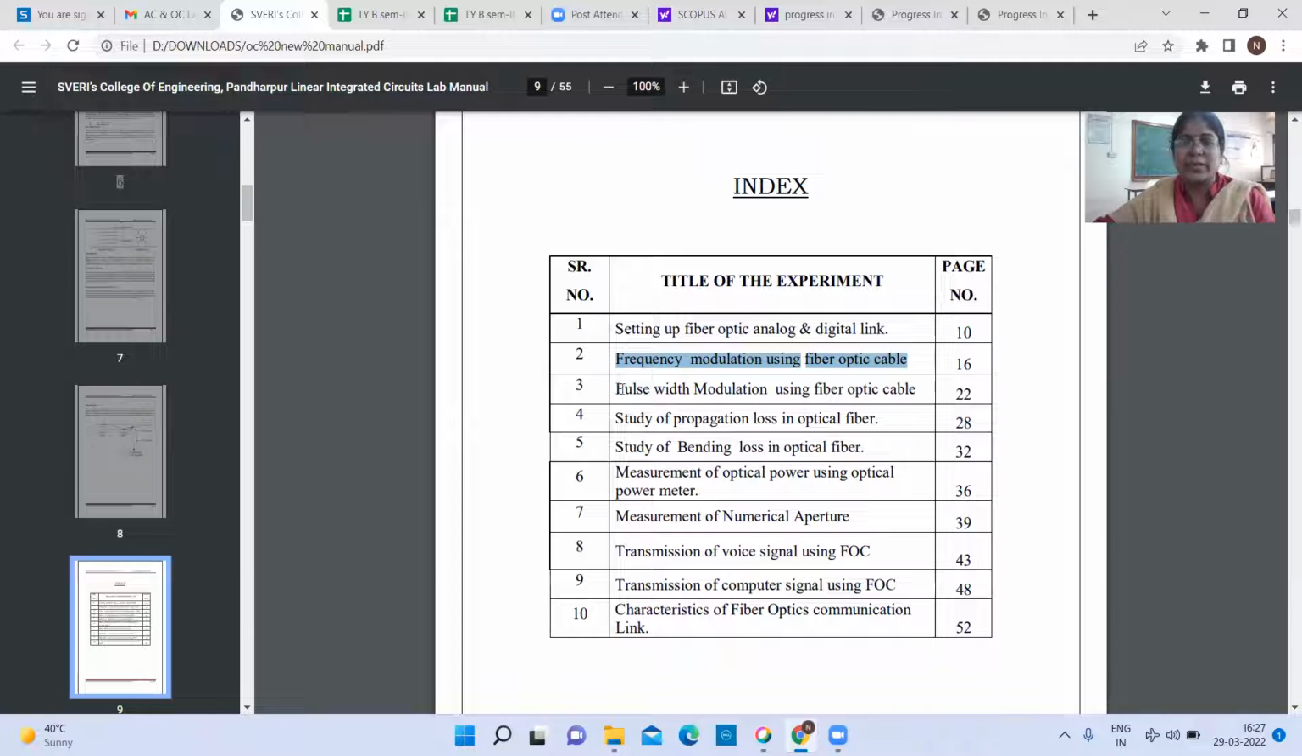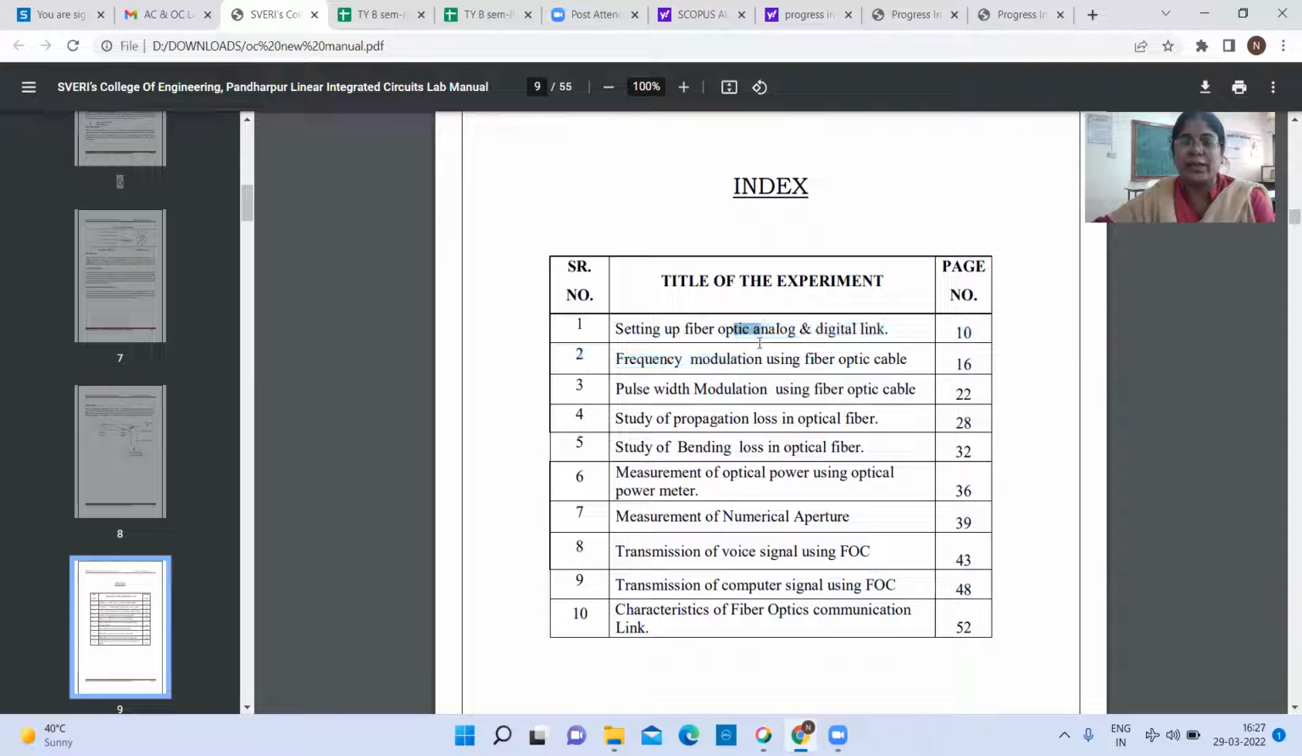The third one is pulse width modulation using fiber optic cable. We are going to generate the PWM signal, and that PWM signal will be transmitted through the fiber optic cable.